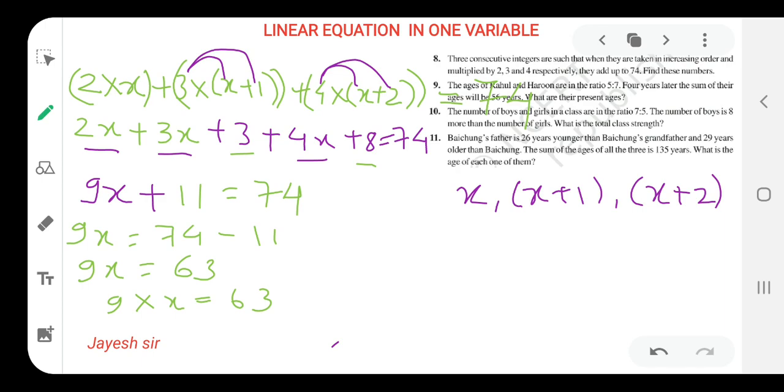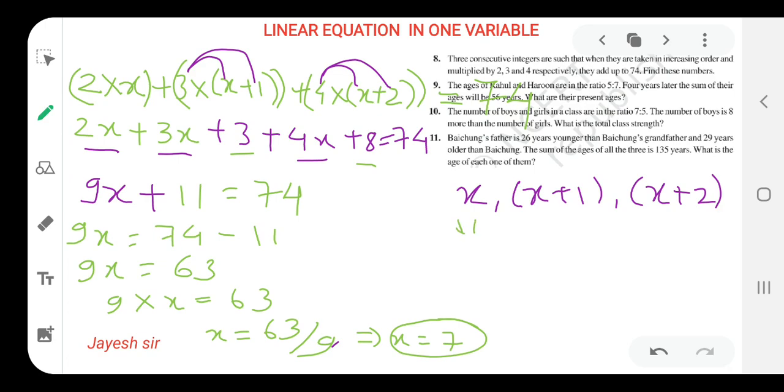So after 9, now 9 will go to that side as per transposition theorem, and it will come in division. That will become 63 divided by 9. Yes, and we all know what is the value of 63 divided by 9. So our value would be x is equal to 7. I hope you all have understood till now. 63 divided by 9 is 7.